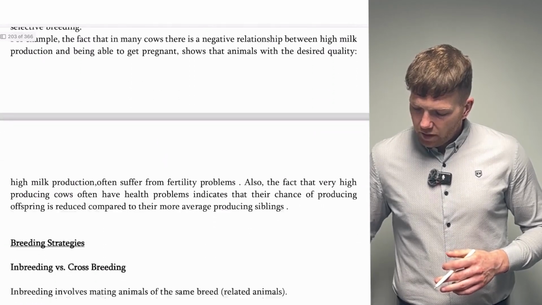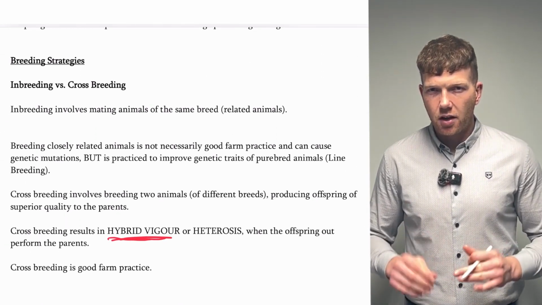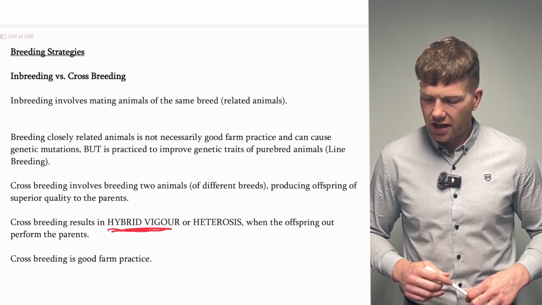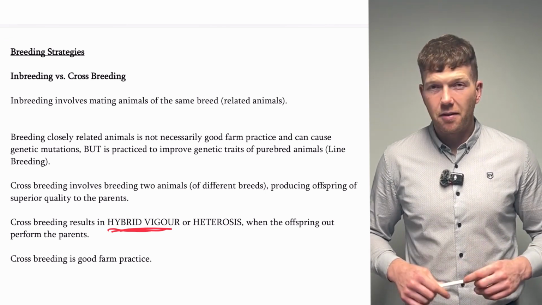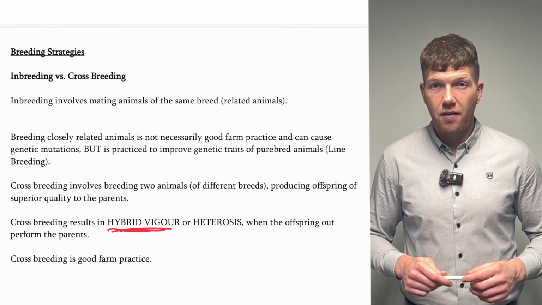Just again, moving on to some of the more important stuff. I'm not going to go through everything here. I just highlight the important bits. So there are two types of breeding strategies. Inbreeding involves mating animals of the same breed. They may be related animals, so they're purebred for that reason.